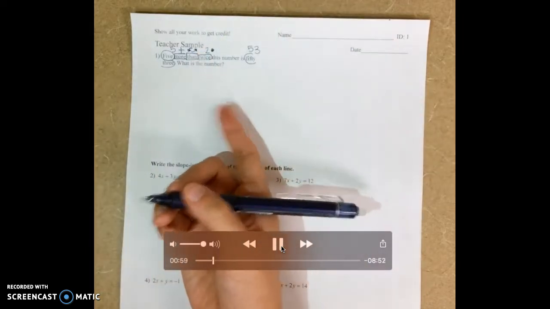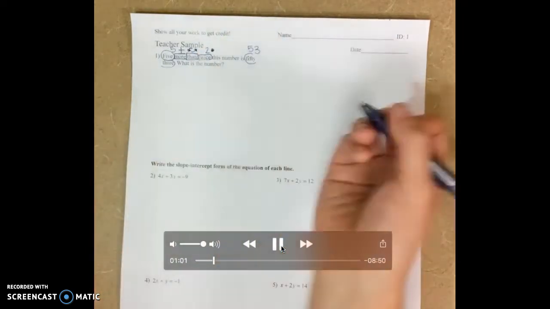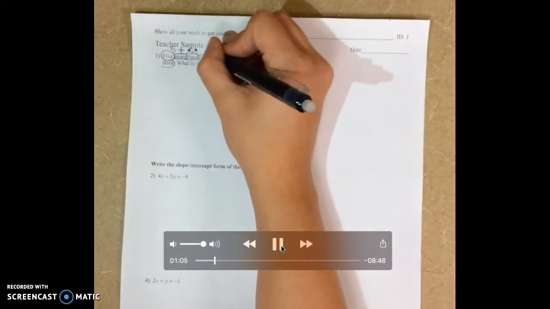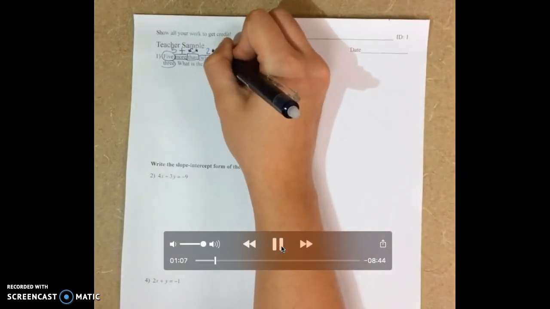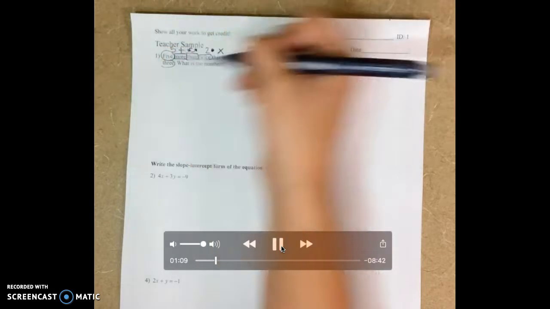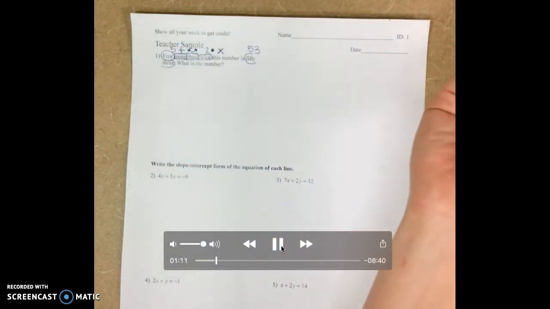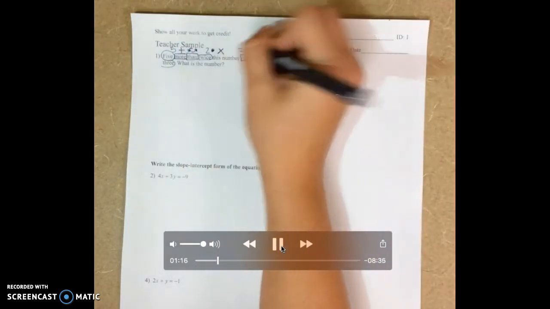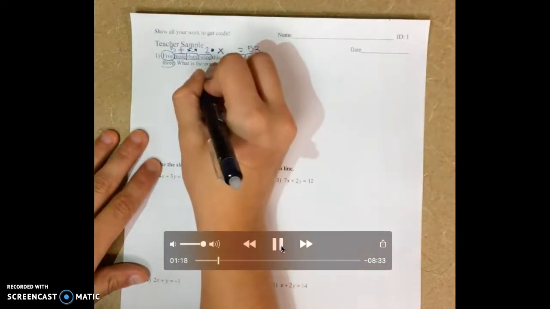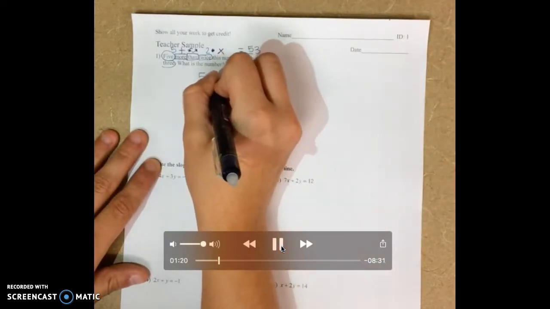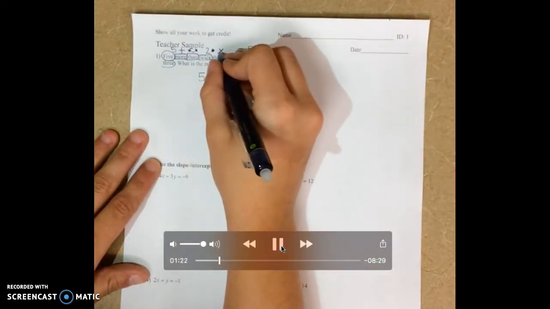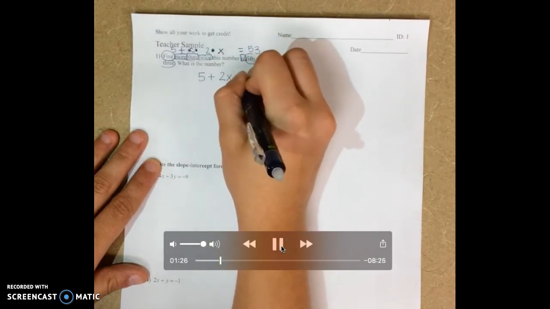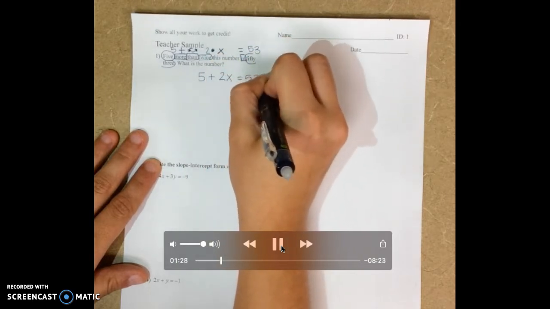If you don't know that number, that's when you put in a variable, any variable you'd like. I like to use x. So 5 more than twice this number, I'm going to go ahead and use x to represent the number that I do not know, the one that I am looking for. Is in math means equals. So I have 5 more than 2 times this number, so 2 times x is 2x equals 53.